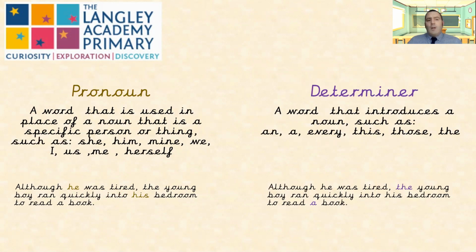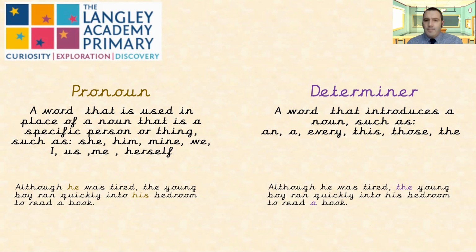Pronouns and determiners. So a pronoun is used in place of a noun, so that is a specific person or thing, such as she, him, mine, we, I, us, me, herself. Although he was tired, the young boy ran quickly into his bedroom to read a book. So those are our pronouns there. They describe the person. So we might have, in the text preceding this sentence, been told what the boy's name was. And instead of repeating the name over and over again, we can use he and his, and use the other pronouns as well.